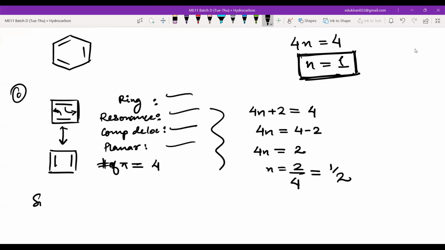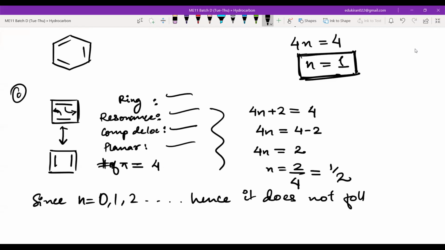Now, I will write: since n is not equal to 0 or 1 or 2 or something else, that is why, hence, it does not follow Huckel rule for aromaticity.